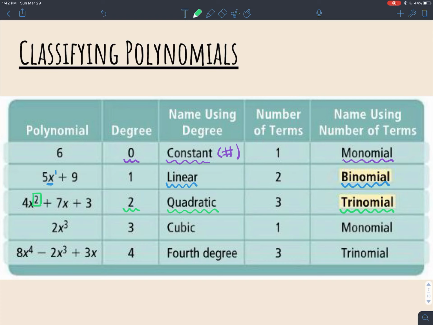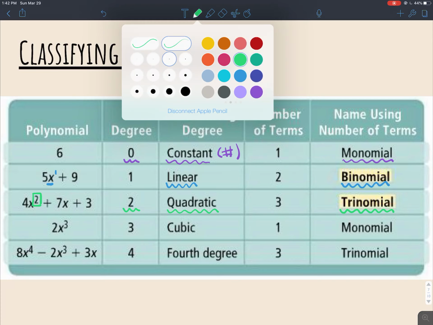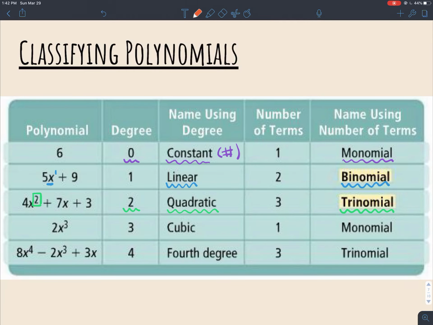Okay. The next one, the only difference here is that the exponent is a 3. So the word that changes for that is called a cubic. You will learn about these probably in Algebra 2.